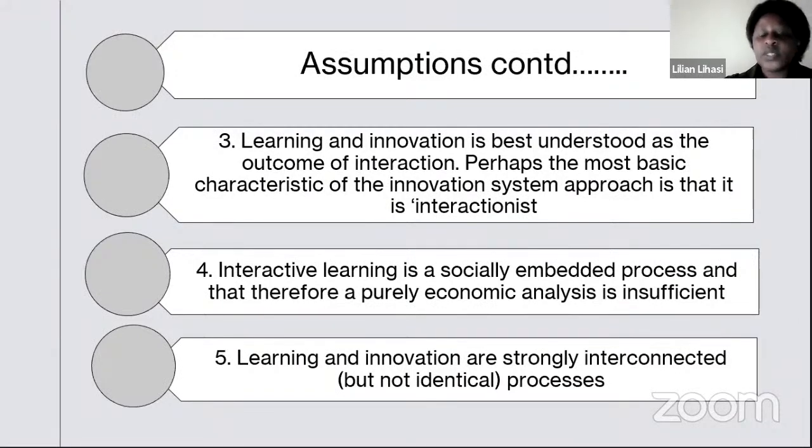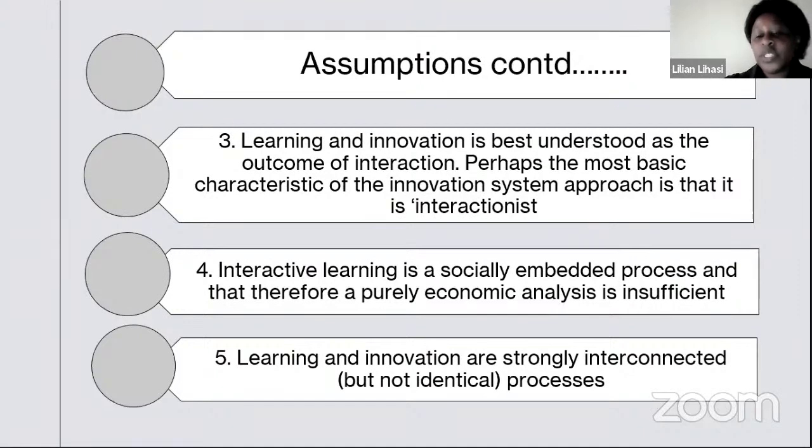Interactive learning is a socially embedded process, and therefore a purely economic analysis is not sufficient. Since it is an interactive learning situation, we need to socialize, we need to come together, we need to interact, and as we build our social capital, interactive learning takes place, and as interaction and learning go on, it starts out the development of innovative ideas which are able to bring change.